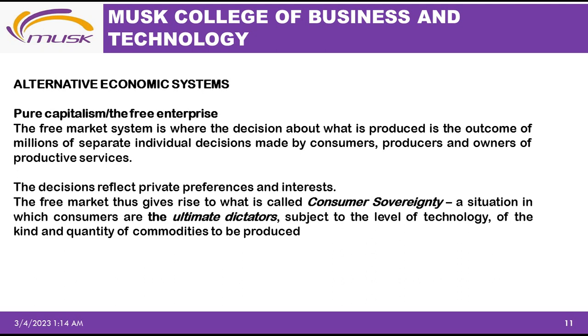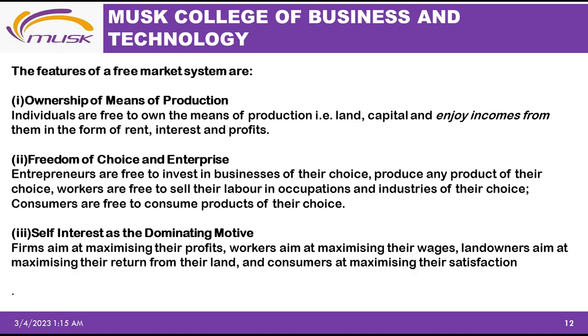What happens in the free market? It gives rise to what is called consumer sovereignty. Now, a free market system is where individuals are free to buy and make decisions, so they will end up determining the prices of those particular goods. We can look at various characteristics of what we call the free market system.